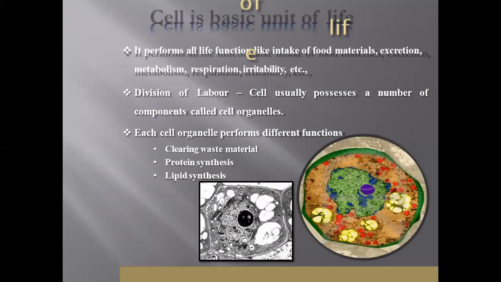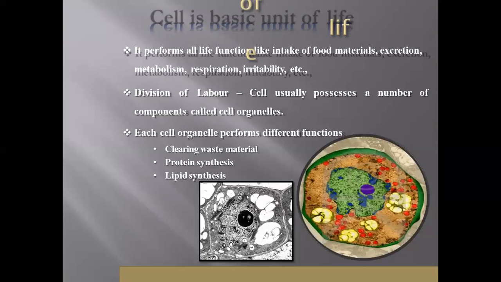Cell is a basic unit of life. Why it is known as basic unit of life? Because it performs all life functions like intake of food, materials, excretion, metabolism, respiration, irritability, etc. All the functions that we are performing, excretion, metabolism, respiration, digestion, that takes place inside our cell. That's why it's a basic unit.